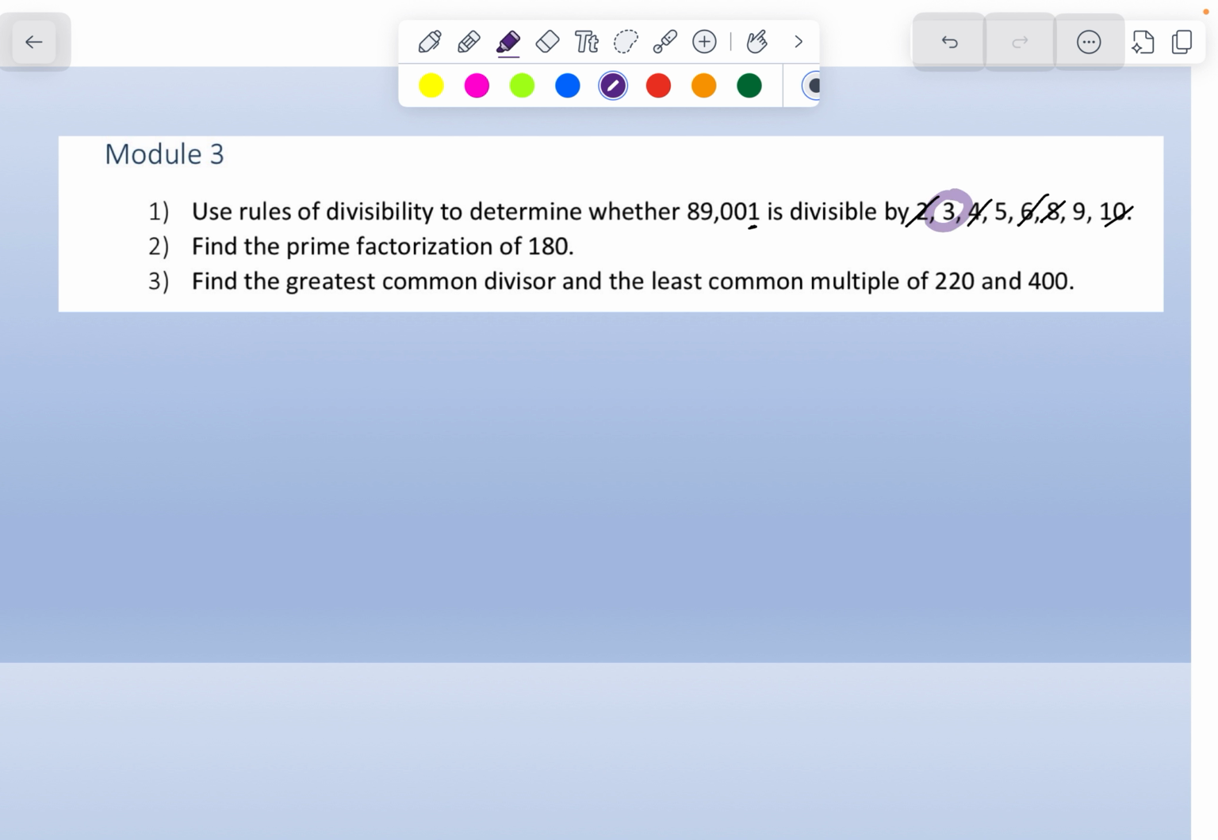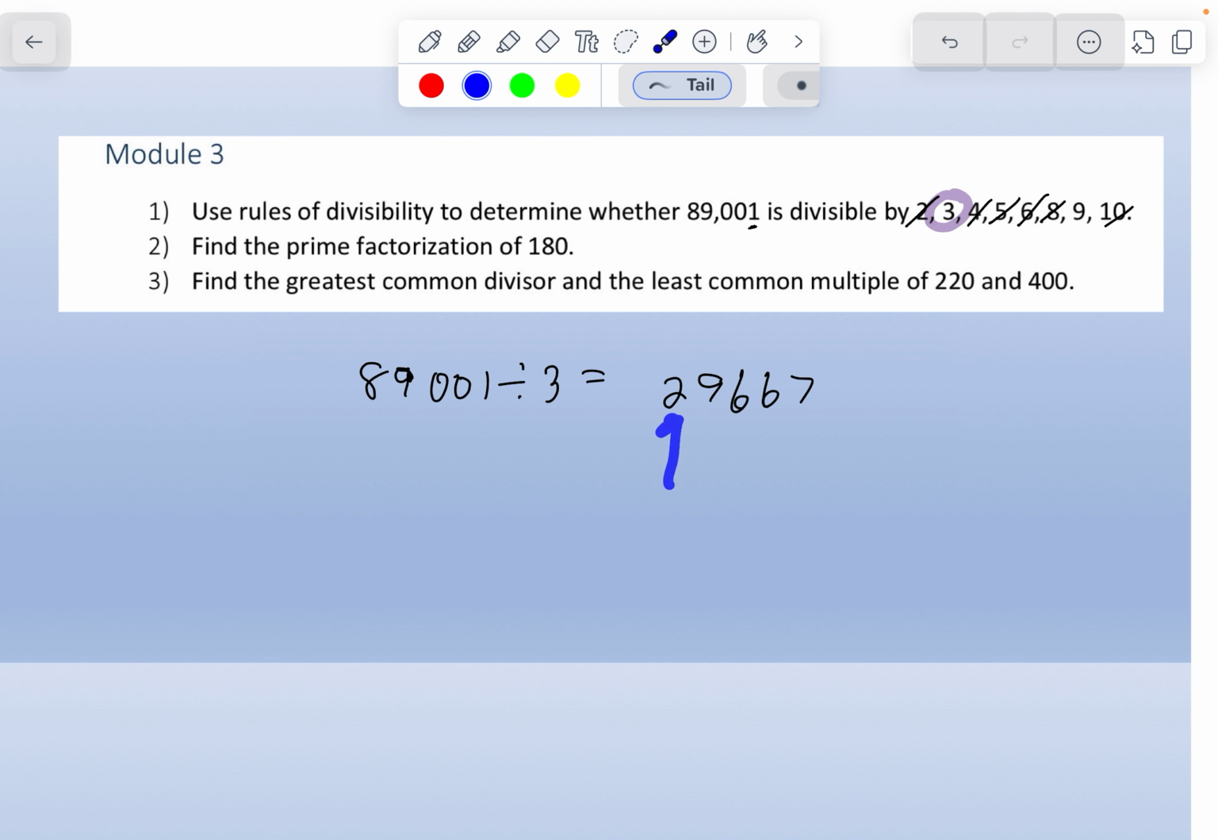Now let's check 5. For a number to be divisible by 5, it should end in 5 or 0. This does not, so we can cross that one out. Now, it might be divisible by 9. If you divide that number by 3, as we said earlier, we get 29,667. And if you do the trick again, if you add up the digits, 2 plus 9 plus 6 plus 6 plus 7, you get 30.